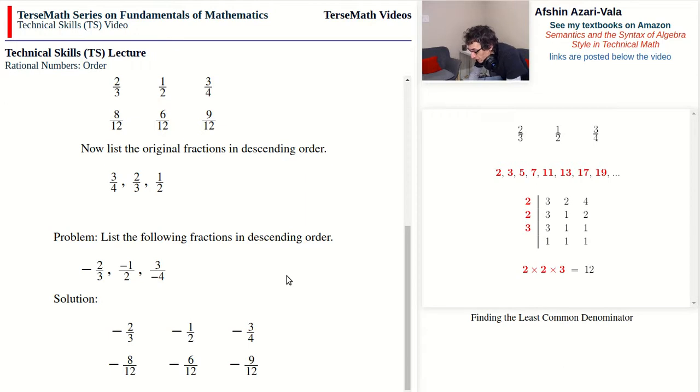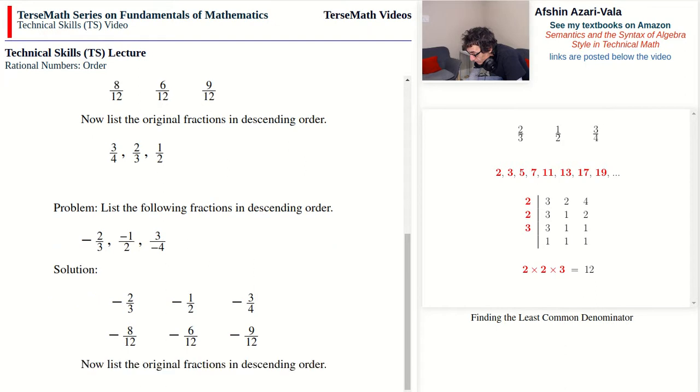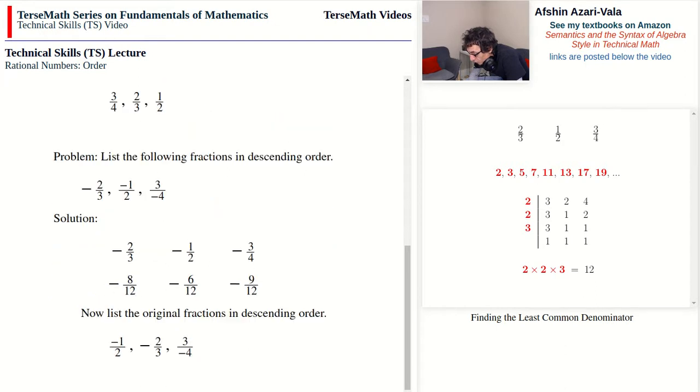Now, of course, in terms of size, 9/12 is the largest. But keep in mind that with negative numbers, the one with the larger size is actually the smaller of the rest, compared to other ones. And so the one with the smallest numerator would be the largest one, and therefore negative 6/12 is the largest, which corresponds to negative 1/2, the original form of it.